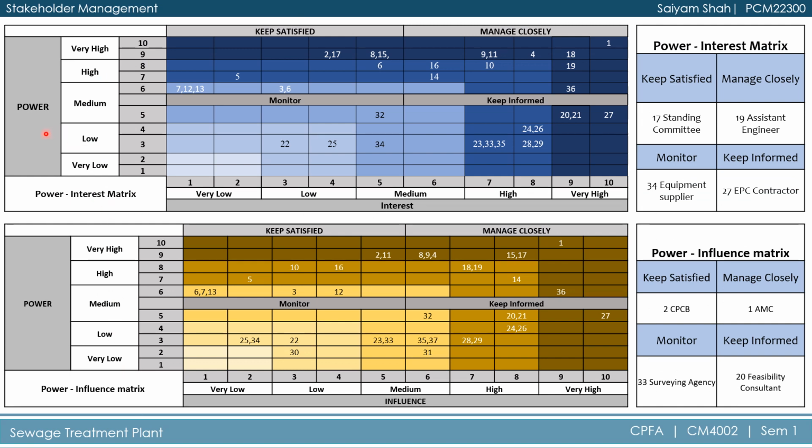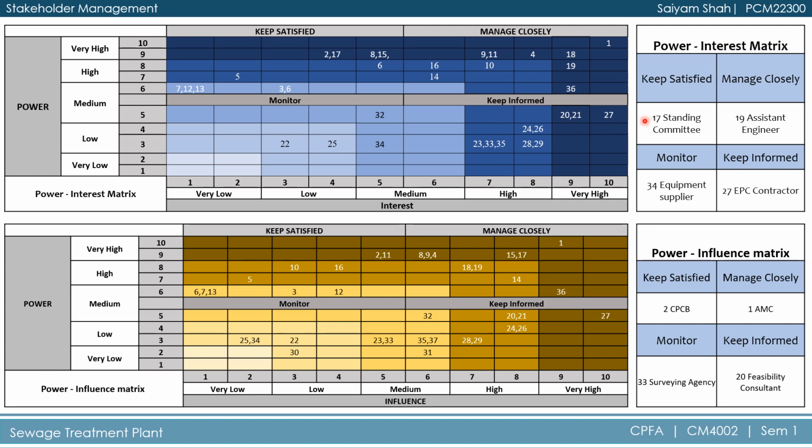The first matrix shows the relationship between power versus interest for each and every stakeholder. The stakeholder who has the highest power but least interest will be categorized under the keep satisfied section. The stakeholder who has highest power with high interest will be under the manage closely section. The stakeholder who has low interest and low power will be categorized under the monitor section, and the stakeholder who has highest interest but low power will be categorized under the keep informed section.